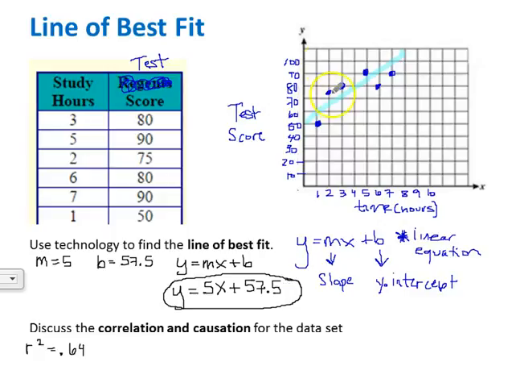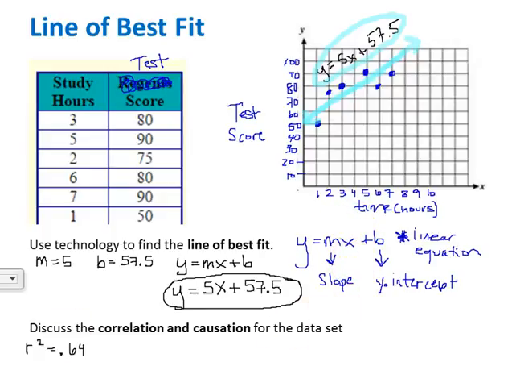This equation represents, if we were to put a line as close to as many points as we can get it to in our scatter plot, this line right here. So y equals 5x plus 57.5. Our line of best fit is a line that gets as close to as many points on our scatter plot as possible. That's the light blue line here, as close to as many of our plotted points as possible. And this is the equation that represents that line.